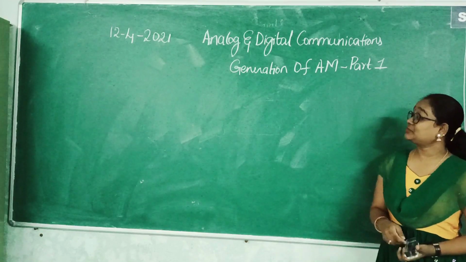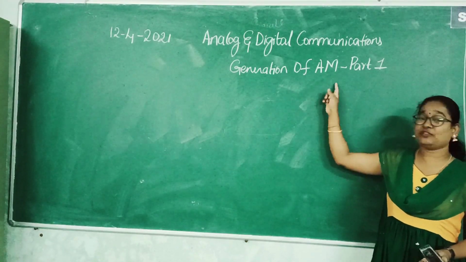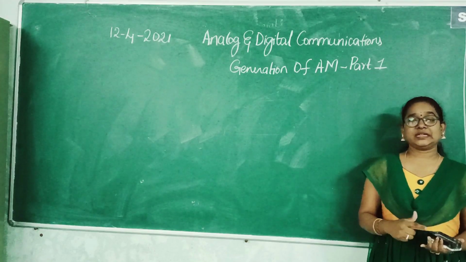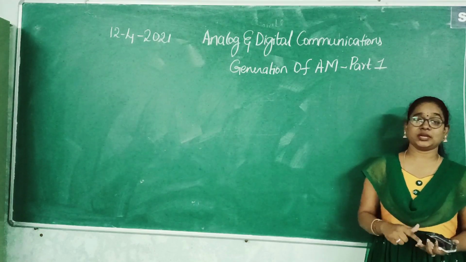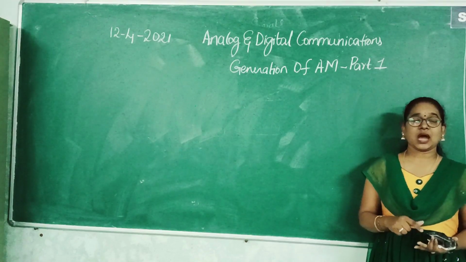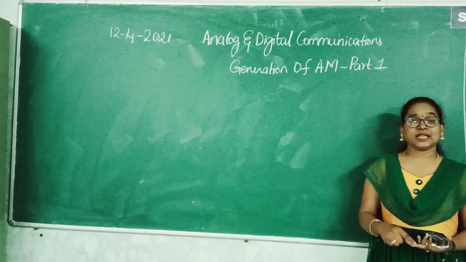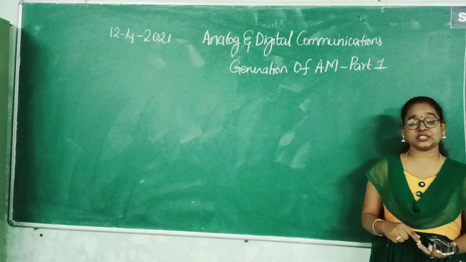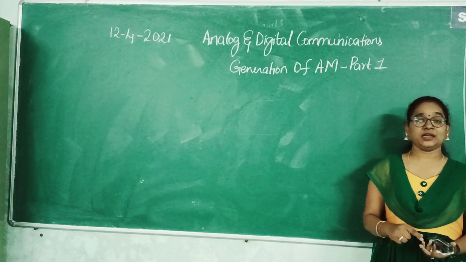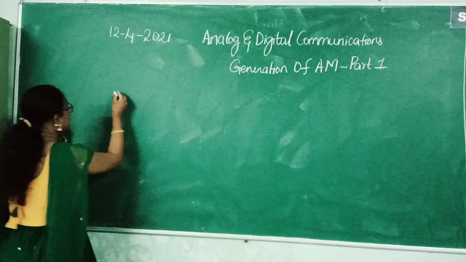Now coming to the subject, generation of AM. Generation of AM means generating an amplitude modulated signal. It consists of two parts, that is modulation and demodulation. Today we are going to see how much bandwidth is occupied by AM, then the power efficiency of AM, and then we will see the square law modulator and the switching modulator. So, coming to the channel bandwidth.